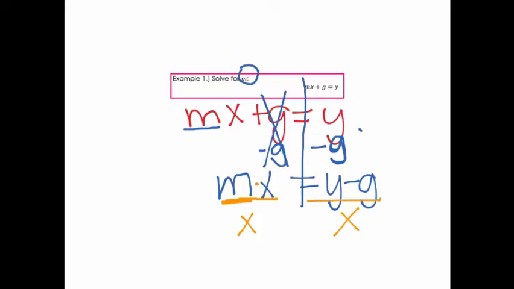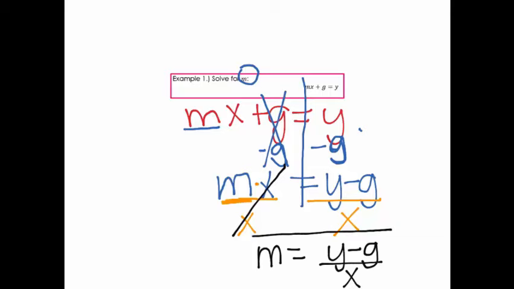So if I divide this side by x, it eliminates. It's no longer there. I'm simply left with m equals, and then I'm just going to rewrite the side as I see it, y over g over x. I'm sorry, I think I said y over g. That should be y minus g over x. M equals y minus g over x. And this is simply my answer.